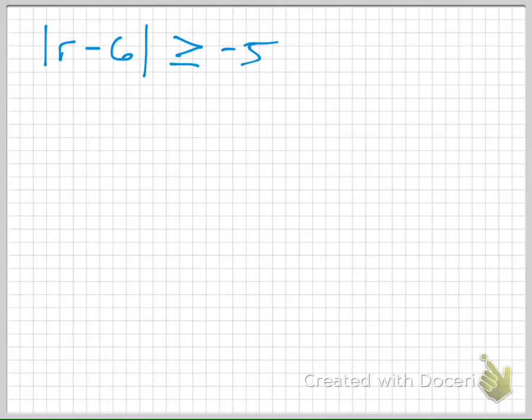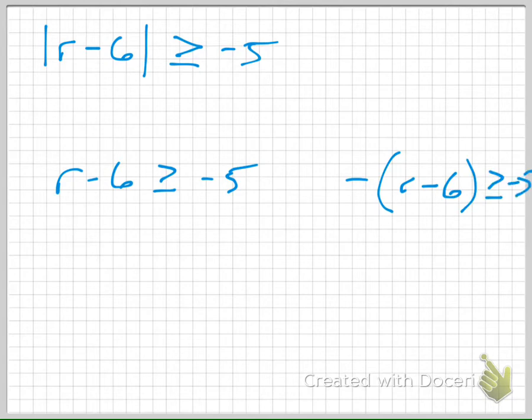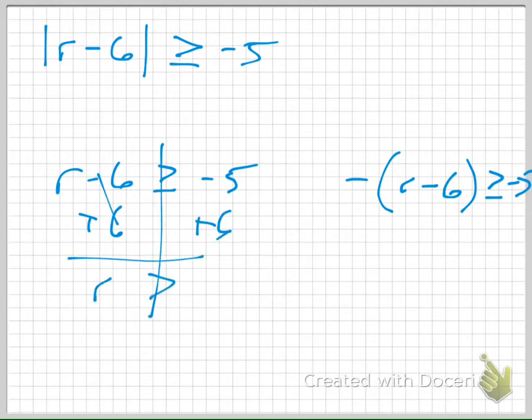So here's the deal. Two scenarios, right? r minus 6 is greater than or equal to negative 5, and negative r minus 6 is greater than or equal to negative 5. That's the two scenarios. Plus 6, plus 6. r is greater than or equal to 1.